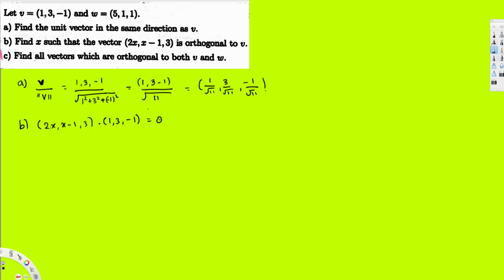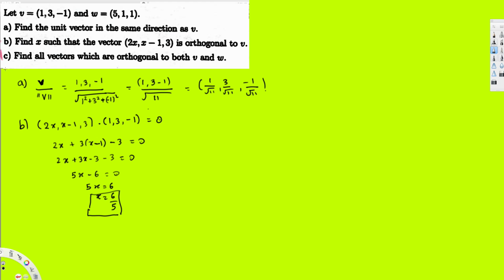If I dot product, it's simply multiplying and adding, right? So 2x times 1 is going to be 2x, and x minus 1 times 3 is going to be 3 times (x - 1). Then 3 times minus 1 is going to be minus 3, equal to 0. This is 2x plus 3x minus 3 equal to 0. If I add them together, I will get 5x minus 6 equal to 0. Therefore, 5x is equal to 6, therefore x is equal to 6 over 5. So this is the final answer for that question.